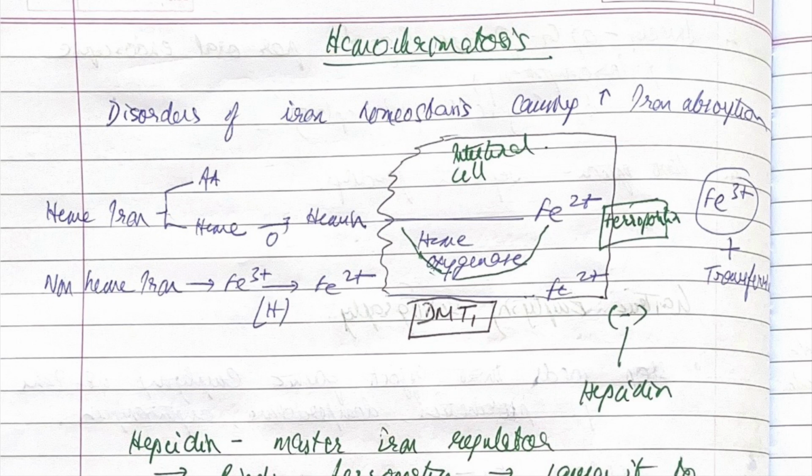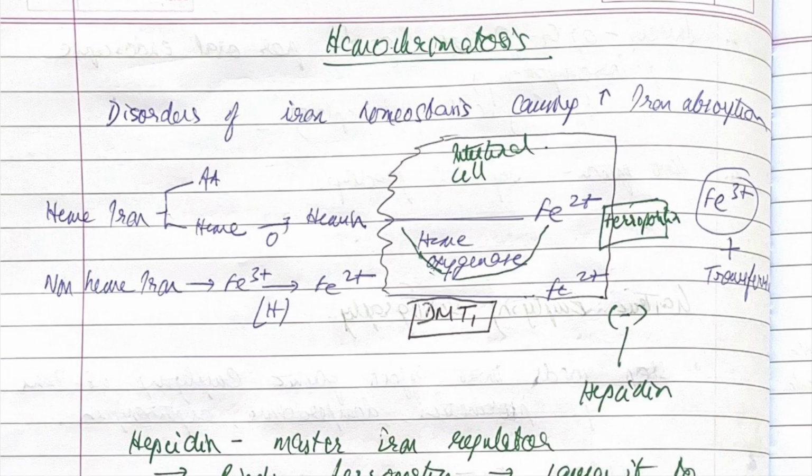Hemochromatosis. This comprises disorders of iron homeostasis which cause an increase in iron absorption. What we ingest is either heme iron or non-heme iron. The heme iron is from meat. It's broken down to amino acids and heme.